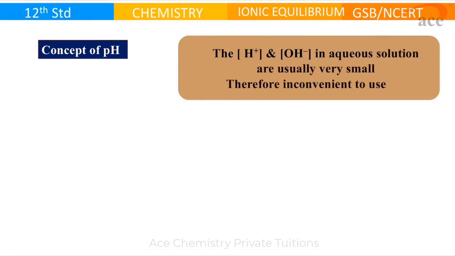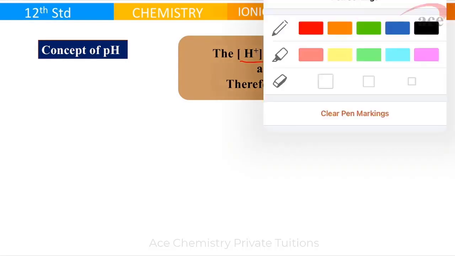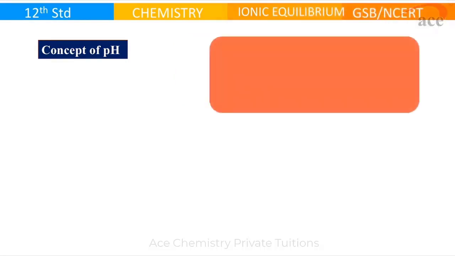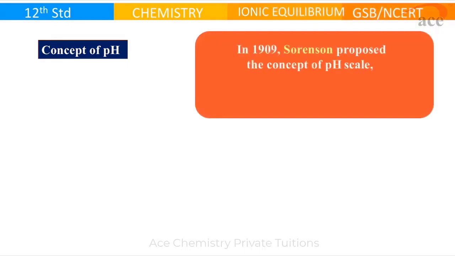As I told you, the H plus ion and OH minus ions are usually very small, so it's very difficult to explain in terms of such a small quantity. Hence, Sorensen gave a pH scale in 1909. So, who gave the pH scale? Sorensen. And Sorensen said if H plus ion concentrations are small, we can express them in pH.